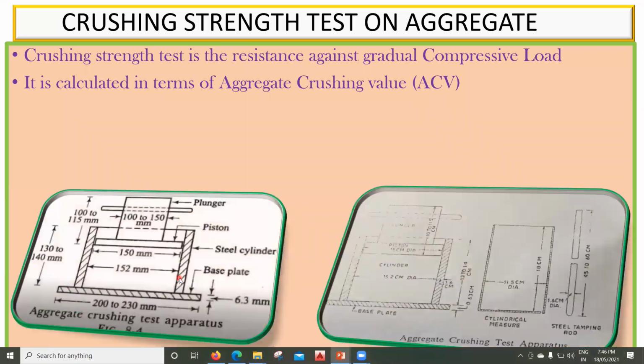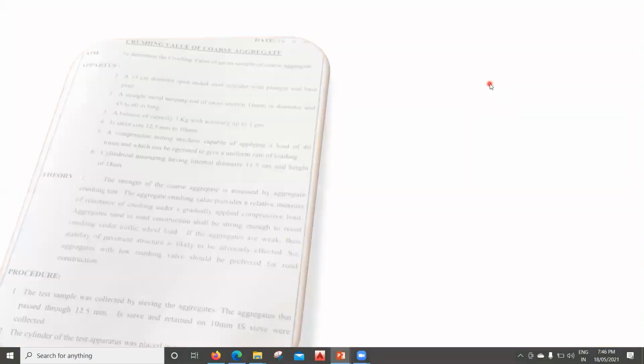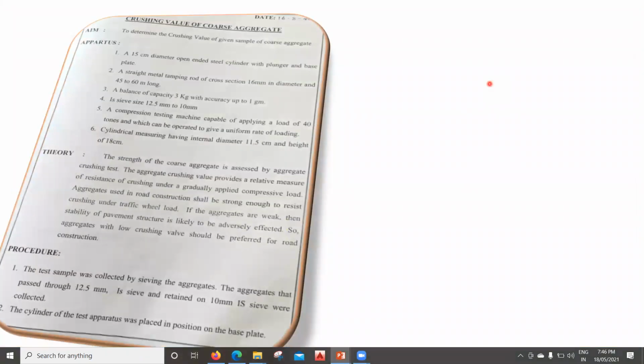So these are the few things that we need to understand. You can see this is a steel cylinder that we have. Then we'll have a base plate, and this is a plunger from where the load will be applied. And in this we are going to keep the coarse aggregate, right? It's a diagrammatic view of how it has to be drawn. To put it in a better way, we can understand it in this way. So we'll see the procedure of this.